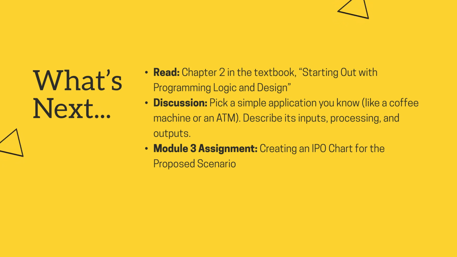In your initial post, you're going to identify your chosen application. You're going to describe the input, what information or data goes in. You're going to describe the processing, what steps or actions happen behind the scenes. And then you're going to describe the output, what the user receives as a result. I want you to be as specific as you can. For example, instead of just saying input money, you might say the input is a dollar bill inserted into the vending machine. That's how specific I want you to be.